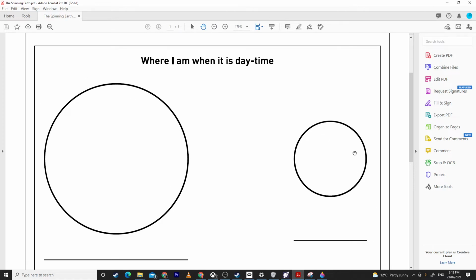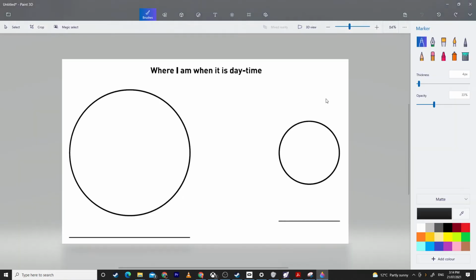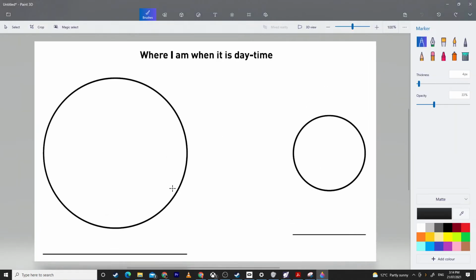Now, if you remember last lesson, the sun and the earth would not actually look like this. The sun would be way bigger or the earth would be way smaller in a dot. But we're just pretending, for this case, we're sort of zooming the earth in to make it bigger so we can see this daytime and nighttime. Okay, so we've got where I am when it is daytime. Now I'm going to try to do this on the computer here. No guarantees, but I'm going to give it a shot so you guys can see what you need to do.